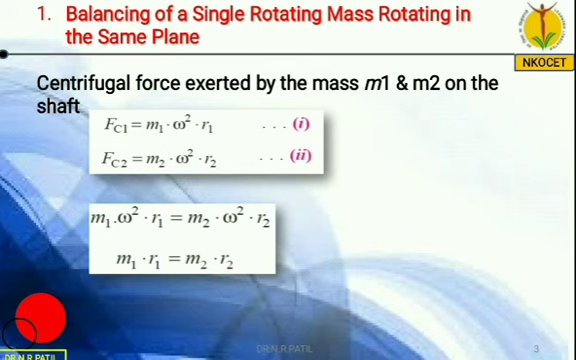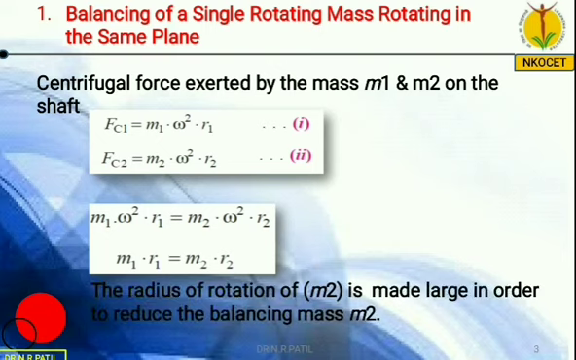You may vary the mass or the radius. The product m1 r1 must equal the product m2 r2. In m2 r2 you can vary the radius and try to get the value of m1 r1, or you may vary the magnitude of the mass m2 keeping r2 constant and try to equate the value of m2 r2 to m1 r1. By this way you can balance the single rotating mass rotating in the same plane.